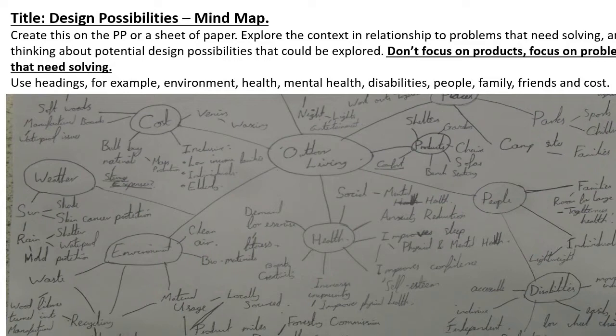Now on this example, you can see that it's outdoor living. They've looked at cost, weather, environment, health, people, disabilities, products, places, and the one that's cut off at the top is about materials. So if you create a mind map based on your context, you must focus on the context given from the exam board. Place that in the middle, and then from there look at different headings around that context and think of all the things that could be related to that context.